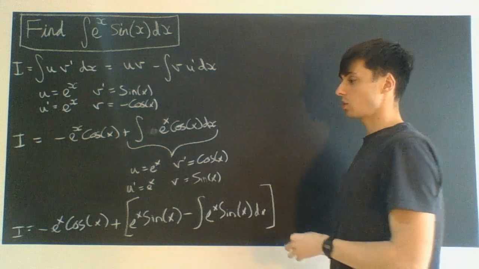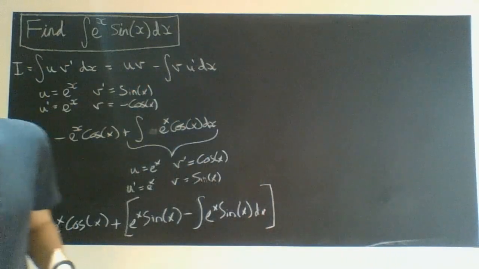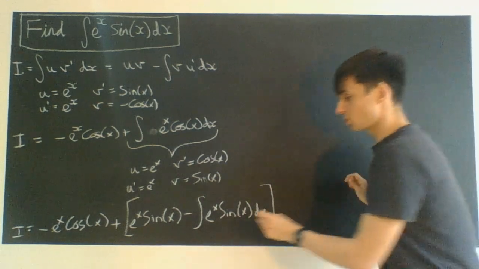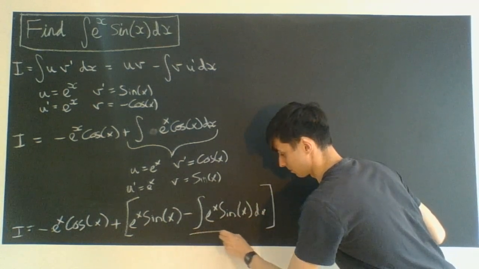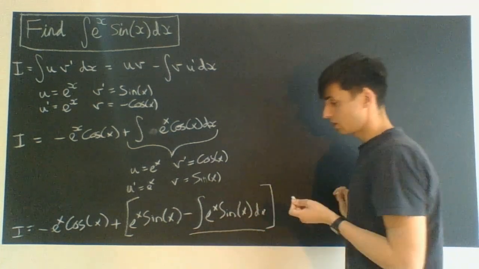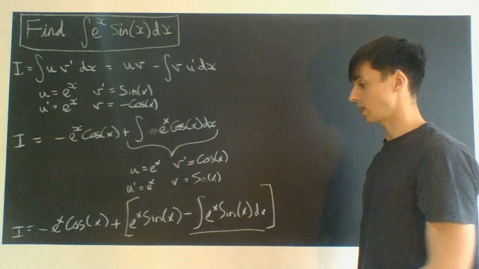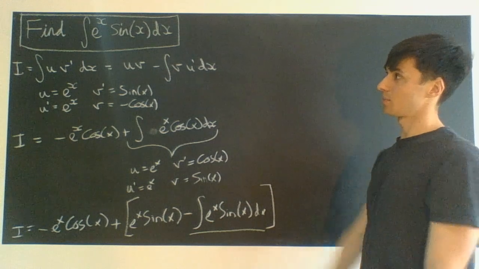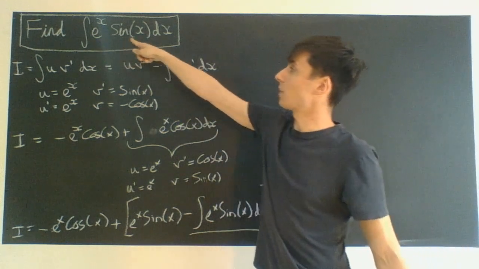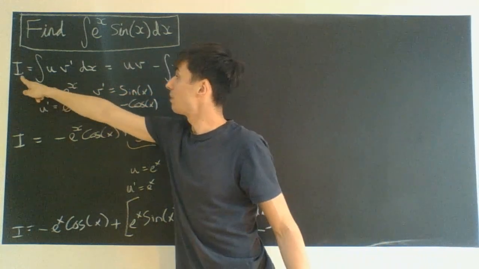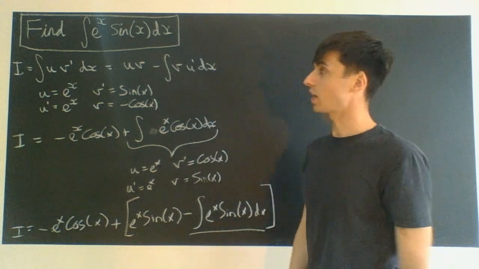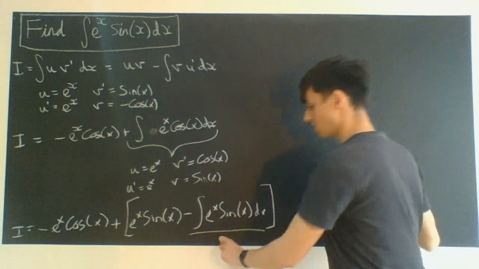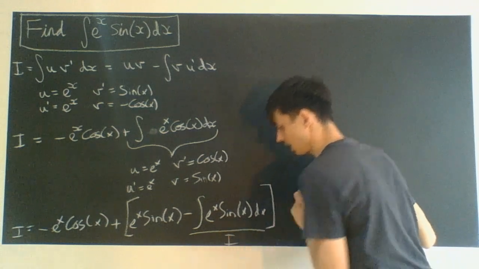Well, this is where we can notice something really interesting. If I change colour, because this part here, this looks like our original integral, the integral of e to the x sine x. And you see that's exactly what we had up here. That is what we labelled as I earlier. So actually this thing here is just I.